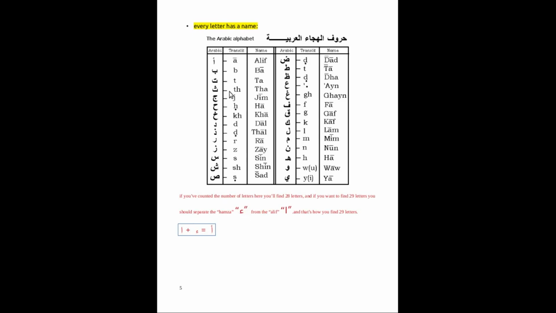This is called the hamza. You see this little thing on top of this vertical line? This is called the hamza, and it's written like this from the alif. This is just extra information that might be useful for you. Okay.